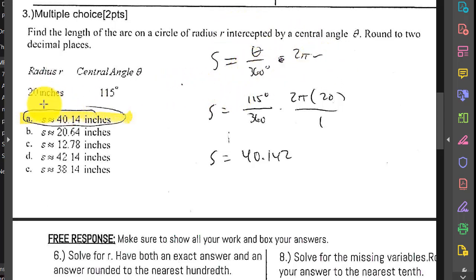So with a radius of 20, I'll put that in for my r, and then central angle is 115, and then 2 pi r over 1, and then just multiply across 115 times 2 pi times 20, all of that divided by 360, and you get 40.142. So if you round there to 2 decimal places, cut that one off because it's between 0 and 4, so that stays. So 40.14, A is your multiple choice answer.